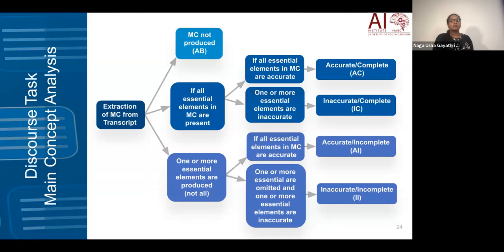So this is how a main concept is evaluated from the transcript. And these are the labels that we generate: AC, accurate complete; AI, accurate incomplete; IC, inaccurate complete; and II, inaccurate incomplete. It starts from absent. If the main concept is not produced at all, then it is coded as absent. If some elements are produced, then we check for accuracy and completeness. And if one or more essential elements are not produced at all, then we give different codes. So we have four different codes.